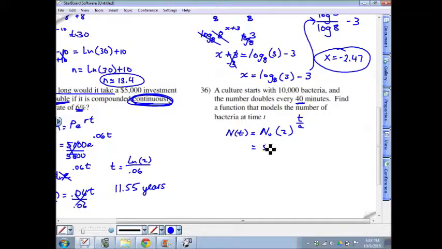So actually a very simple problem here, as long as you can remember this formula. 5,000 is our, or not 5,000, 10,000 is our starting count.